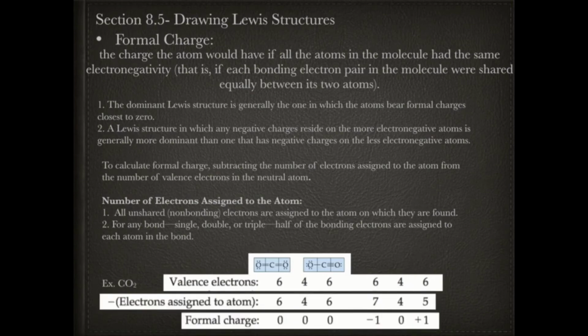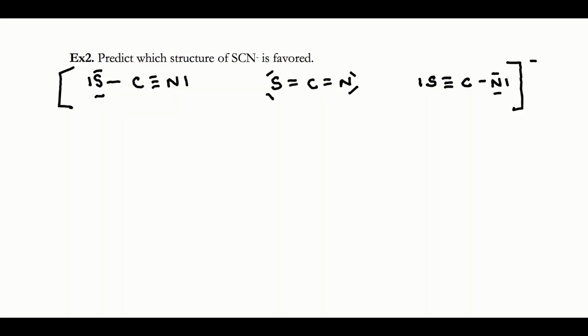And what you notice for the formal charge, the Lewis structure on the left-hand side has an overall formal charge of 0. While the one on the right-hand side has a formal charge of -1 and +1. So that tells us that the Lewis structure on the left-hand side is the dominant structure, and therefore we know that carbon dioxide exists like that with 2 double bonds instead of a single bond and a triple bond. All right, so for this example problem, it wants us to predict which structure of SCN- is favored.